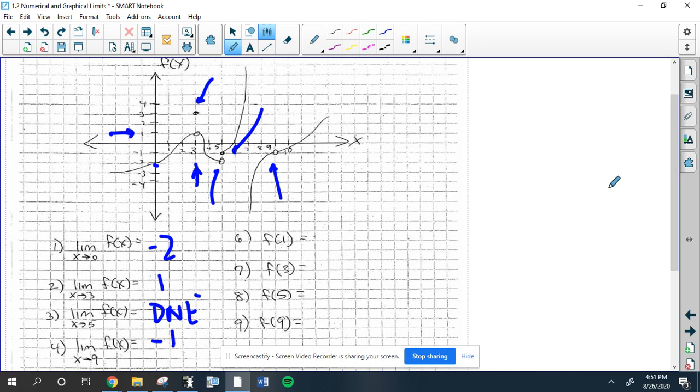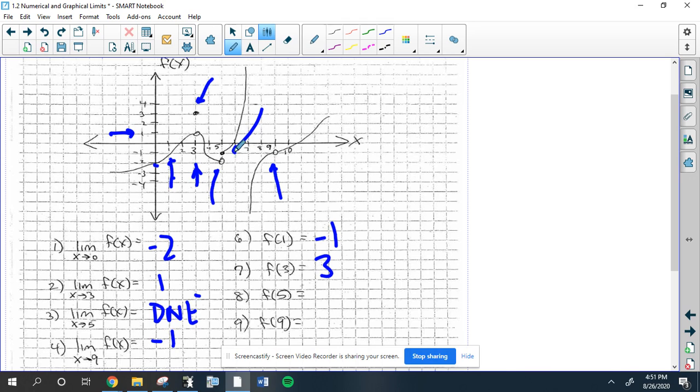f of 1, right here. It looks like it's at -1. It might be a little below, but we'll eyeball and say -1. f of 3, that's right here. The value of this function at 3 is defined right here, and that equals 3. So you see the difference between limits and actual values.